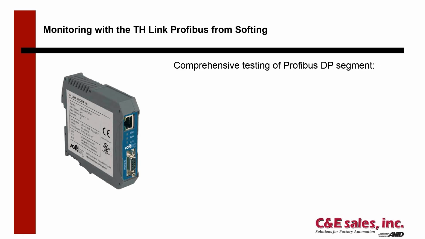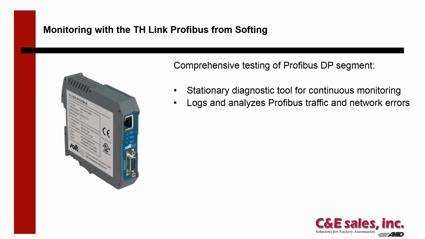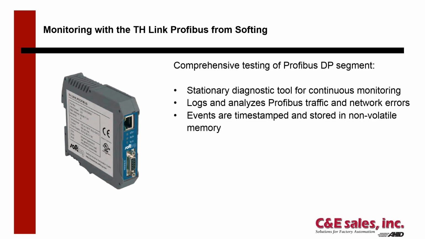Another option that we have is monitoring with a TH Link Profibus from Softing. This device provides comprehensive testing of Profibus DP segments. So what can this guy do? It's a stationary diagnostic tool for continuous monitoring. It logs and analyzes the Profibus traffic and network errors. Events are timestamped and stored in non-volatile memory.